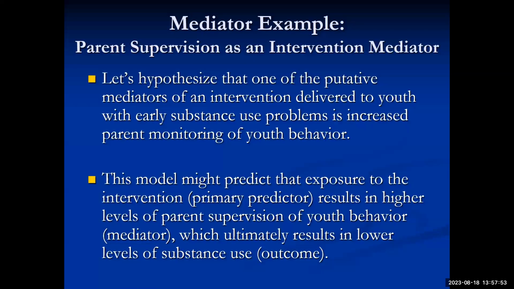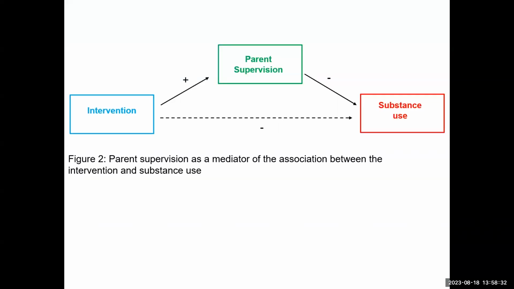Okay, in our second mediator example, we're going to shift gears and talk about a putative mediator of an intervention trial. So let's assume that we've got an intervention delivered to youth with early substance use problems, and one of our clinical targets or putative mediators is increased parent supervision of youth behavior. In this model, we might predict that exposure to the intervention, the primary predictor, results in higher levels of parent supervision of youth behavior, which is the mediator, which ultimately results in lower levels of substance use, or the outcome. So in figure 2, I've got our hypothetical example laid out here.